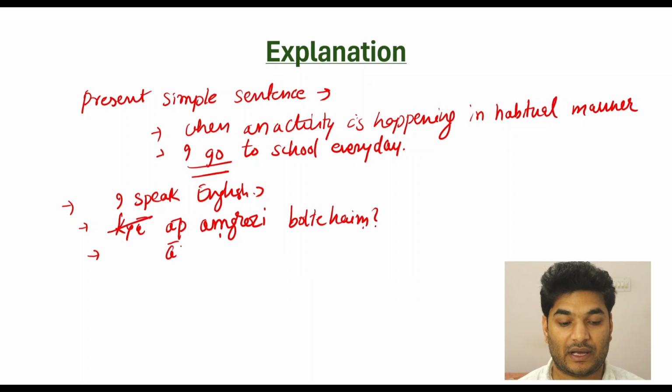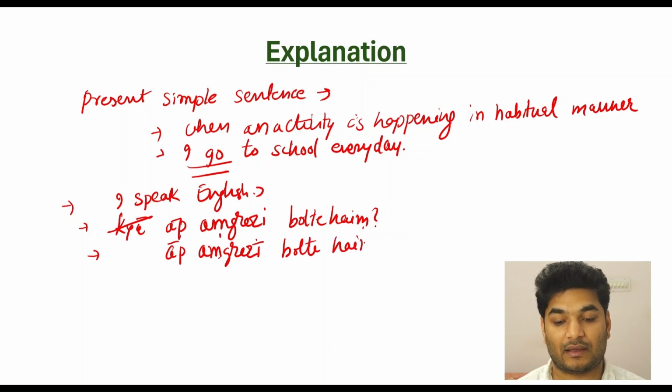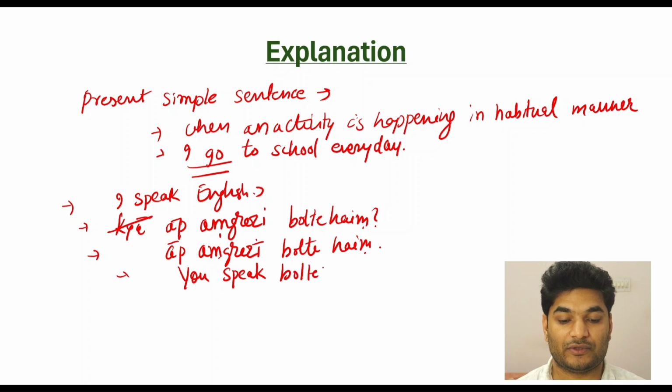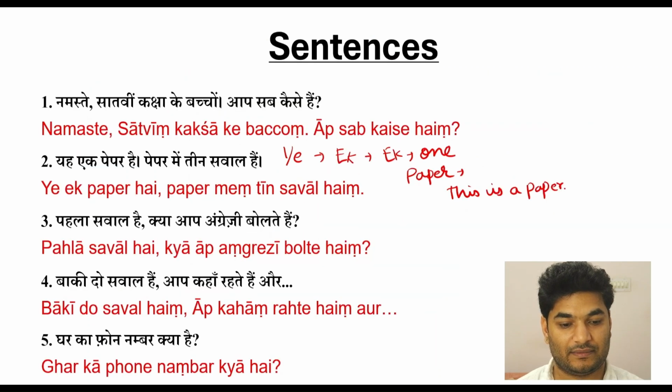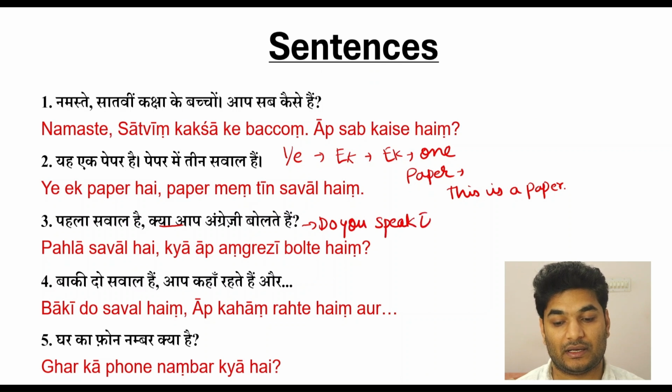Let's remove क्या. आप अंग्रेजी बोलते हैं. You speak English. बोलना has been conjugated with आप. So we know with आप बोलना becomes बोलते. We will discuss in detail later. Let's see the next sentence. क्या आप अंग्रेजी बोलते हैं? The translation is, sorry, do you speak English?